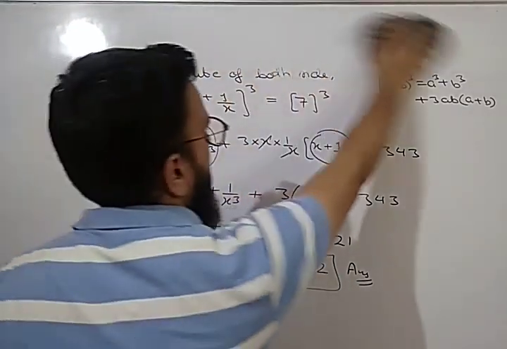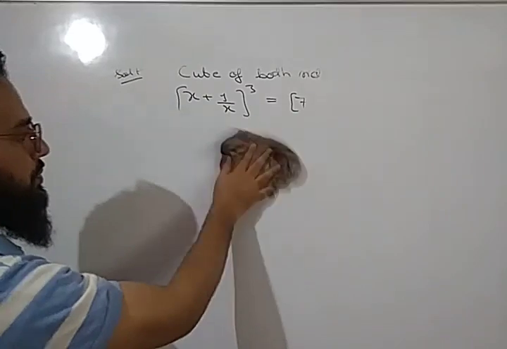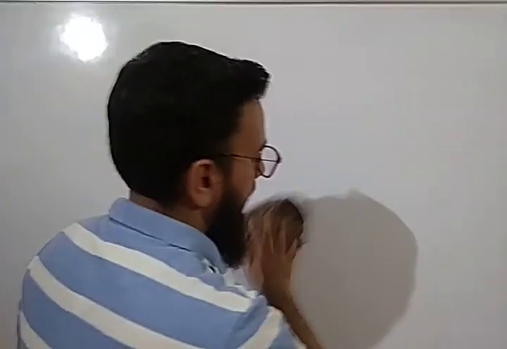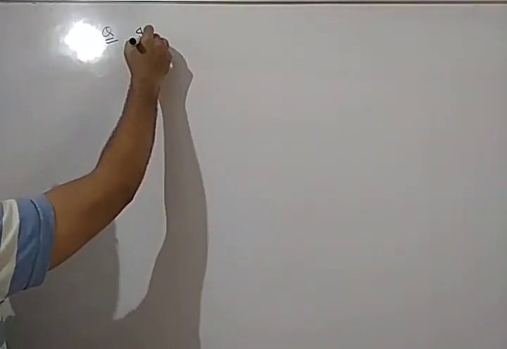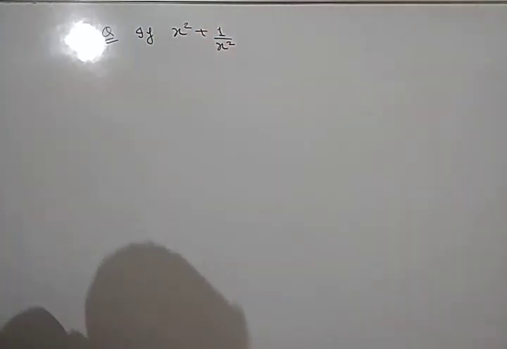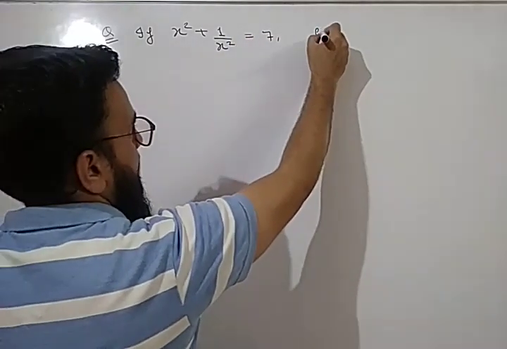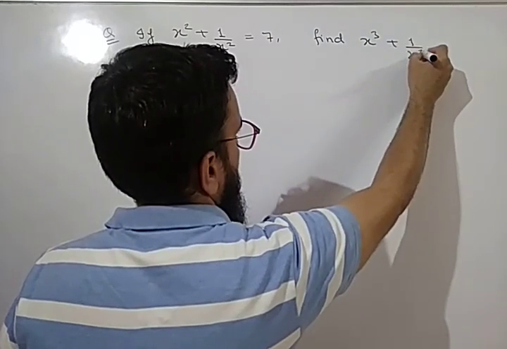Now we are coming to an important question. These all were very simple questions. You have to just cube or square on both the sides and you can get the answer. Now coming to an important question. You have given if x square plus 1 upon x square is equal to 7, and we have to find x cube plus 1 upon x cube.